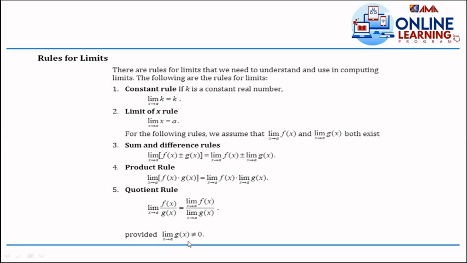Pero in our quotient, may importante na ating i-observe dito, no? So, meron tayong note dito, provided that the limit of g of x as x approaches a is not equal to 0. So, yun po yung rule po natin. Dapat yung limit po ng denominator natin is not equal to 0. Pag naging 0 po yung limit natin sa denominator, that's the time that you are going to simplify our equation.